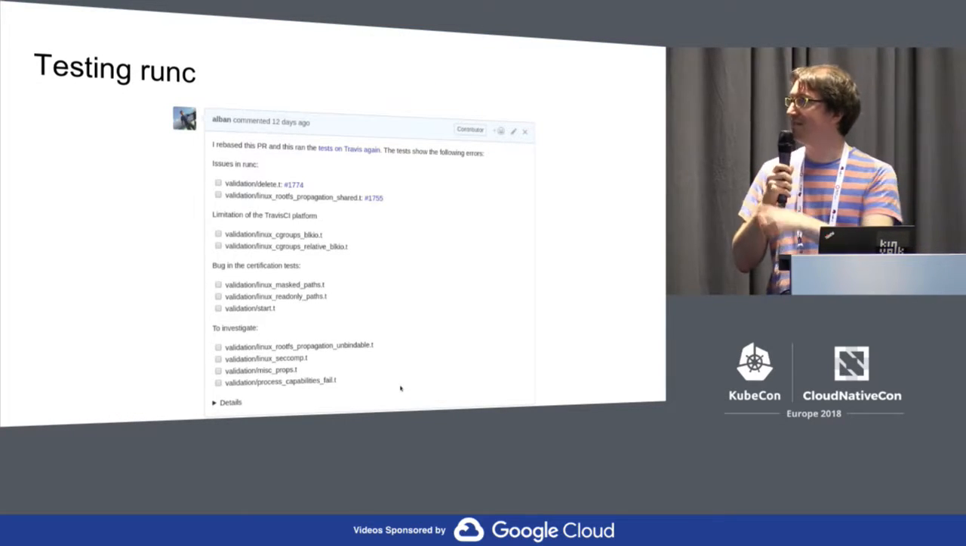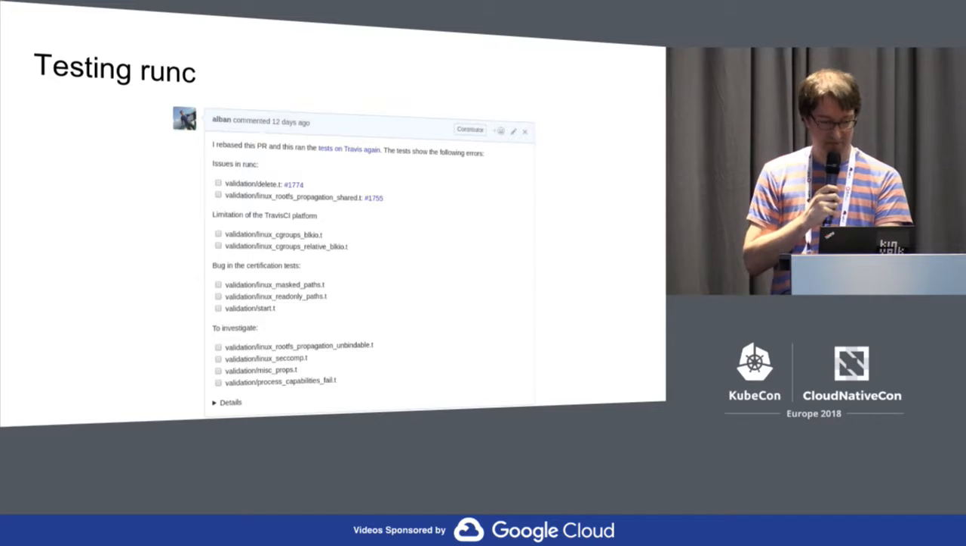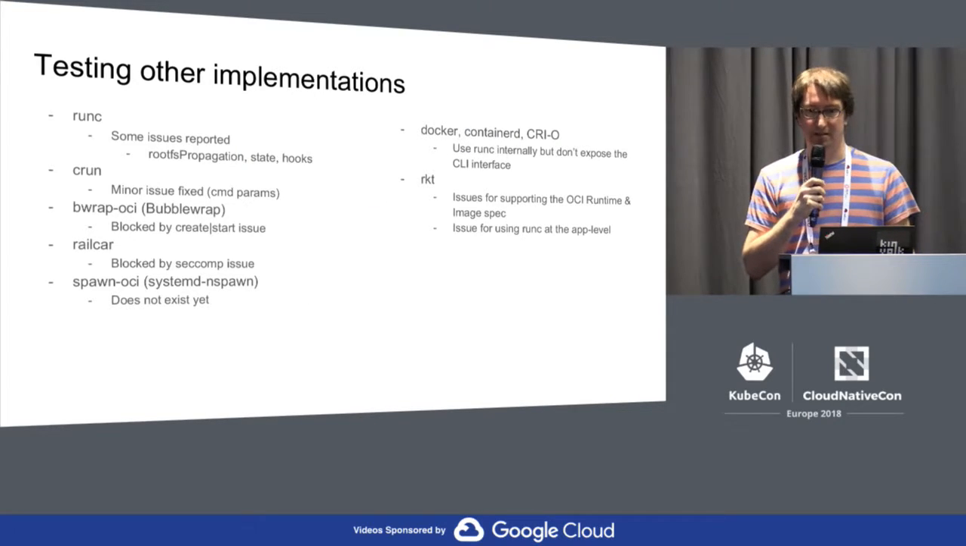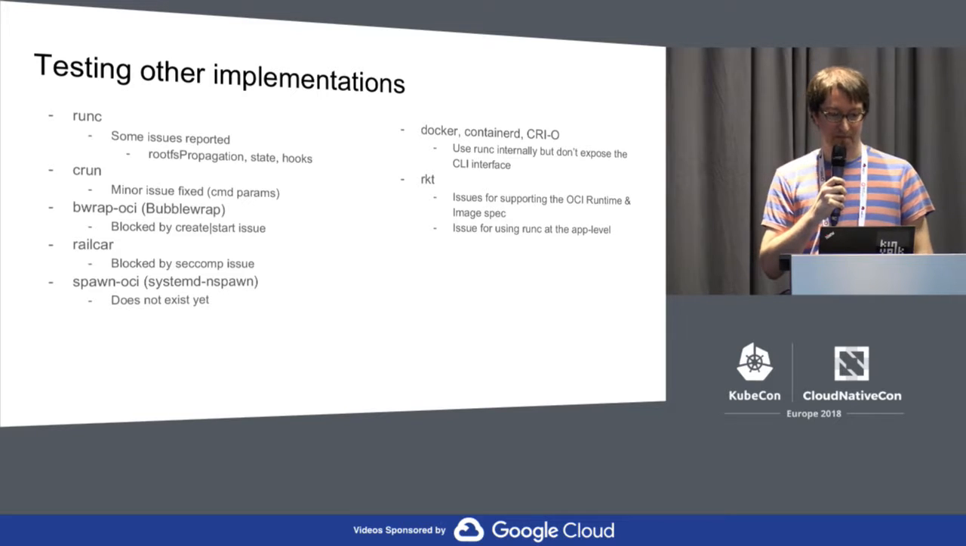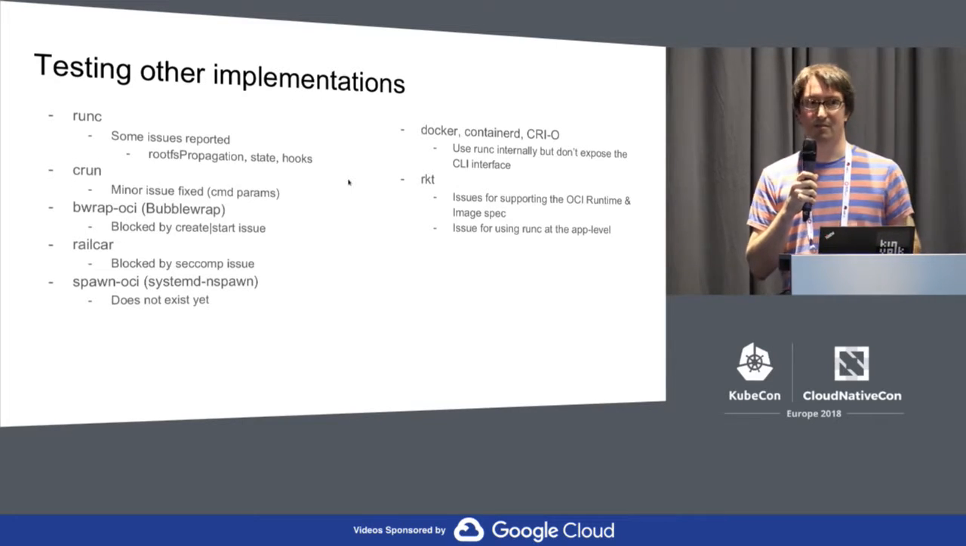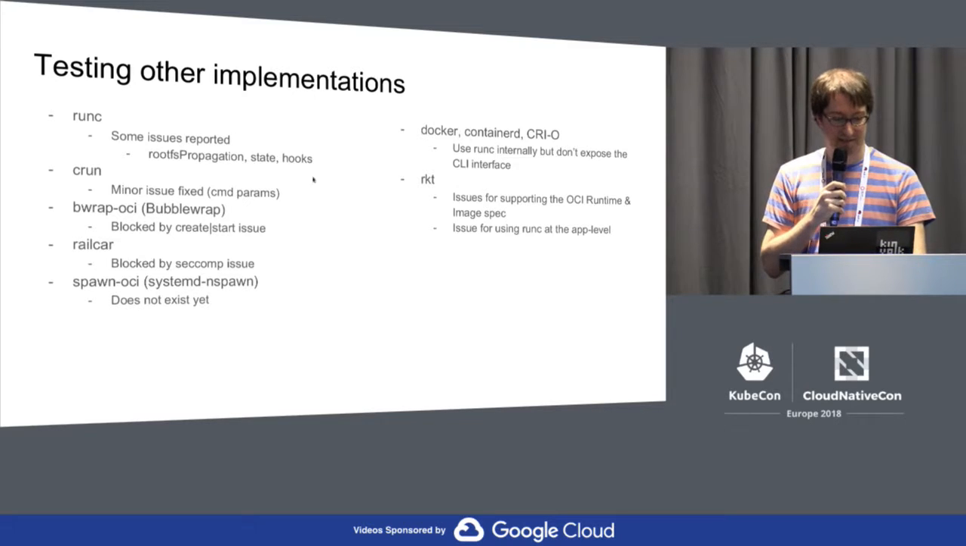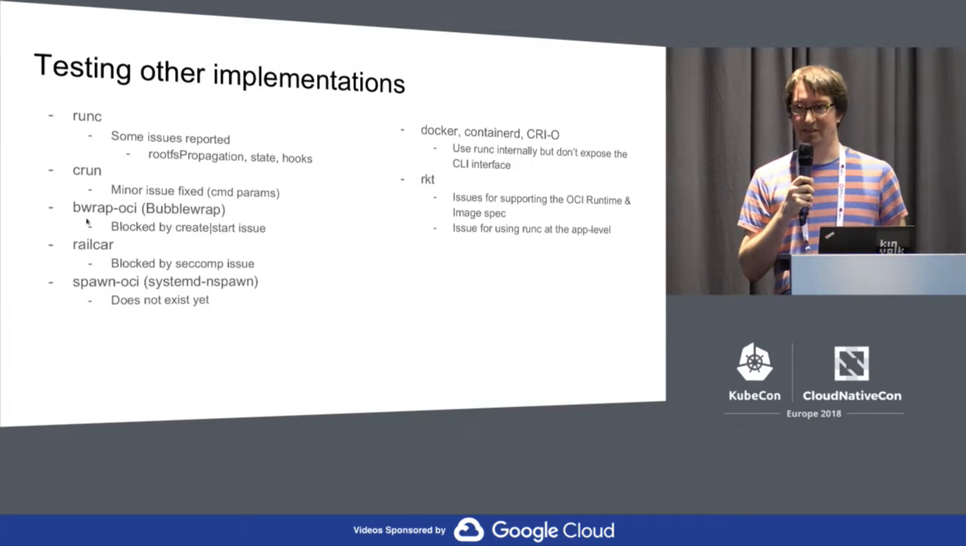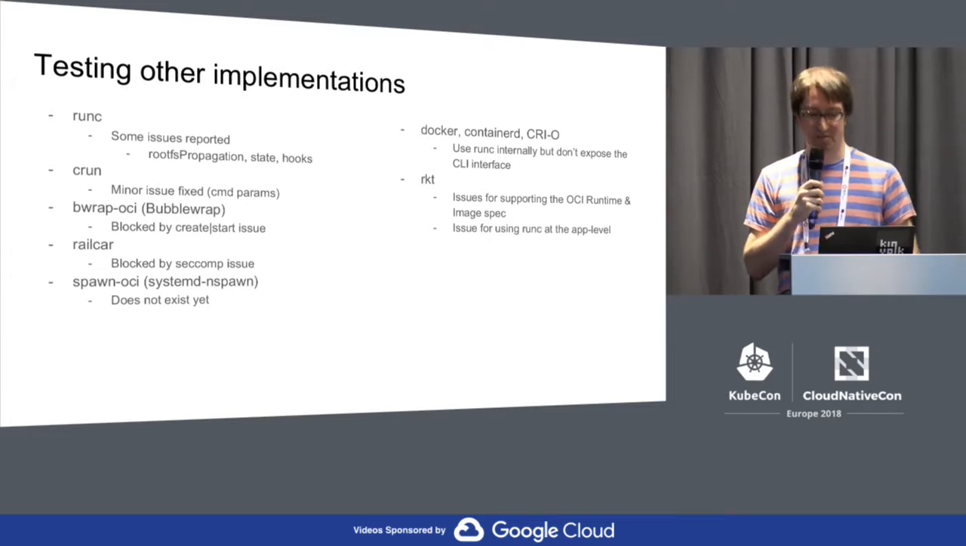Okay. So this is on runc. I gave it a try on different runtime implementations. So runc, as I said, there is a couple of issues filed. crun, there was a minor issue about the command line parameter, which is now fixed. So now it can run the test. Bubblewrap OCI, I cannot run the test because it doesn't support the two steps, create and start, that are specified in the spec.